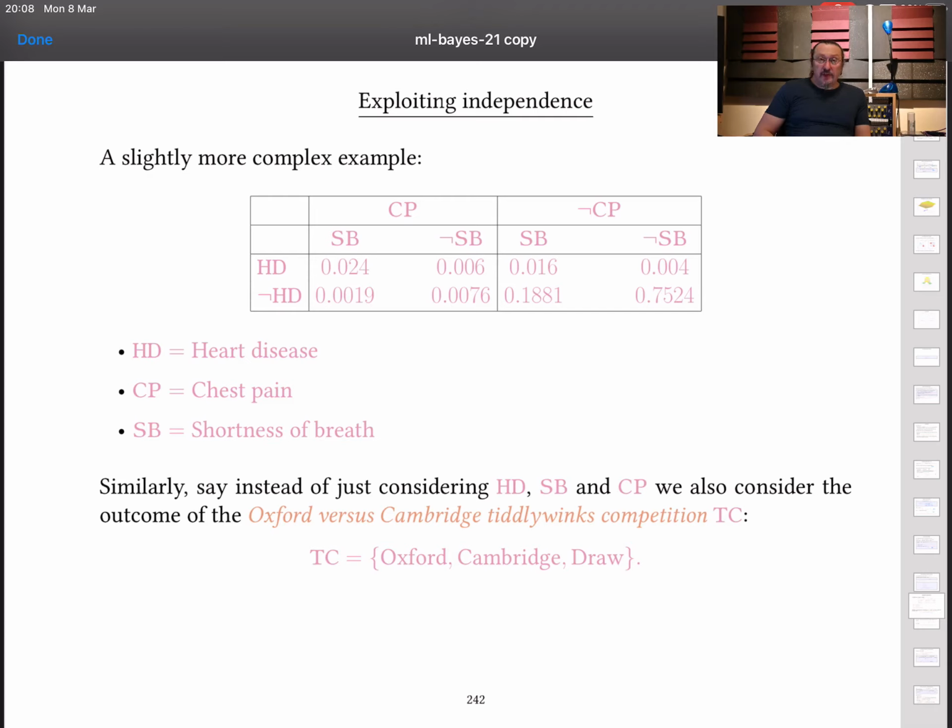And what you see at the top is a joint distribution covering the possibilities for those random variables. We need 8 numbers to specify it, because each of these random variables is Boolean. Now I'm then going to add a 4th random variable, which is one with 3 values, corresponding to the outcome of the Oxford versus Cambridge Tiddlywinks competition. This outcome can be Oxford, Cambridge, or a draw. Now, 4 random variables: heart disease, chest pain, shortness of breath, Tiddlywinks competition. We want a joint distribution on these.